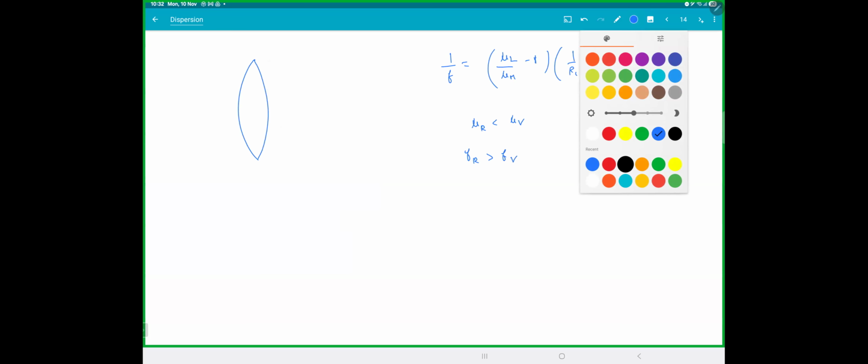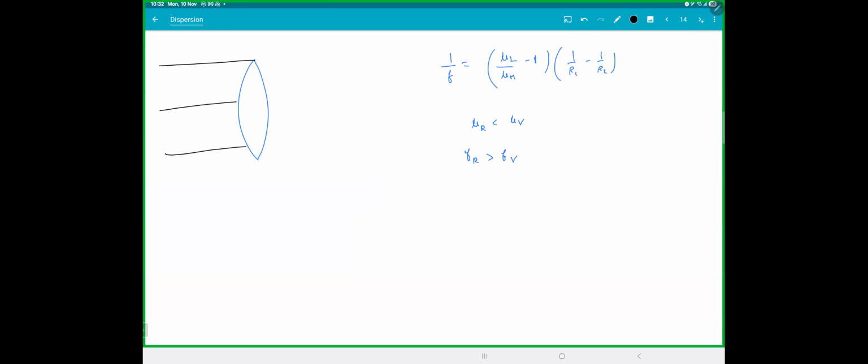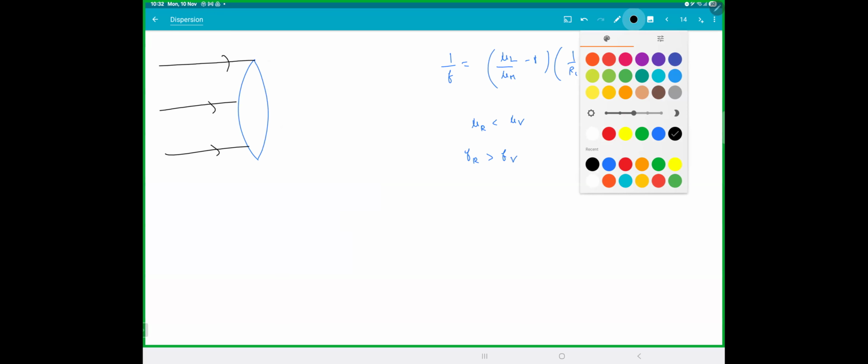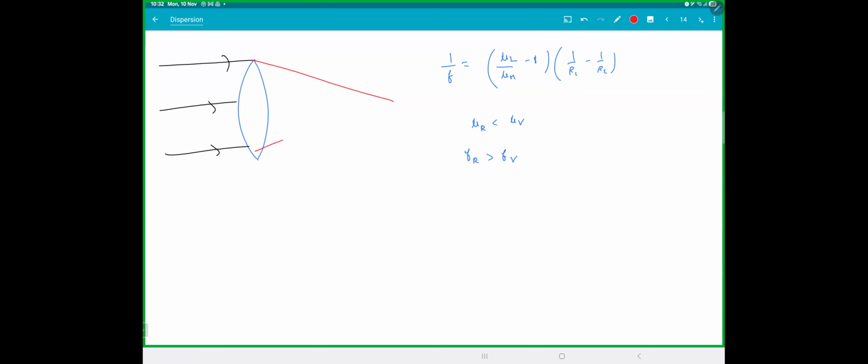It means if you send parallel white light into a lens, the focal length of red is more, so the red light will actually get separated and they will meet here. Not much, but they will separate, and the blue will again separate out here and meet somewhere here. That means you will find not a single image, but a distorted image.